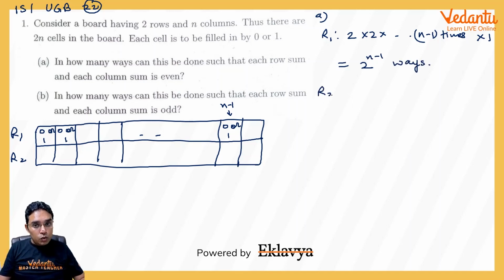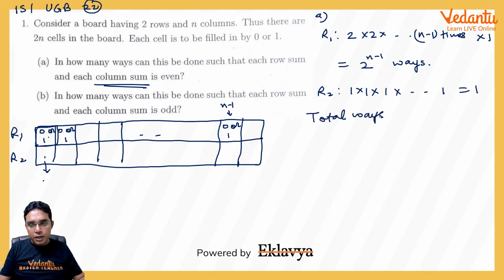Now to fill R2, what we will do, as I have to make sure that sum in each column is also even. So if this first cell is having 0, I have to fill 0 here also. If this cell is having 1, then this cell will also have 1 here. So in all these scenarios, I think you can see row 2, every cell is having one choice. So 1 into 1 into 1 and so on into 1. So that will be 1. So total ways becomes equal to 2 power n minus 1. And that is the answer.